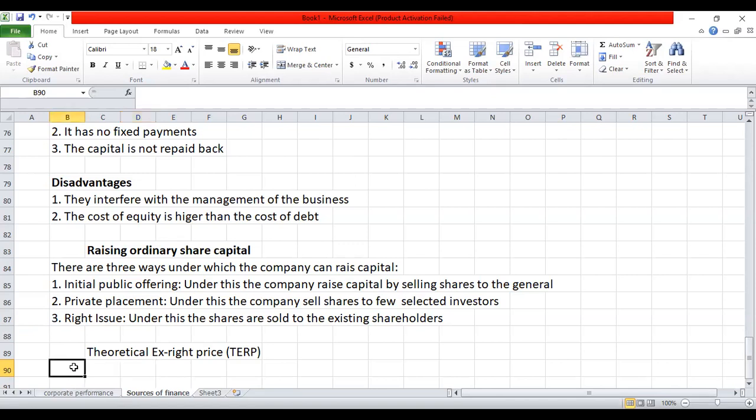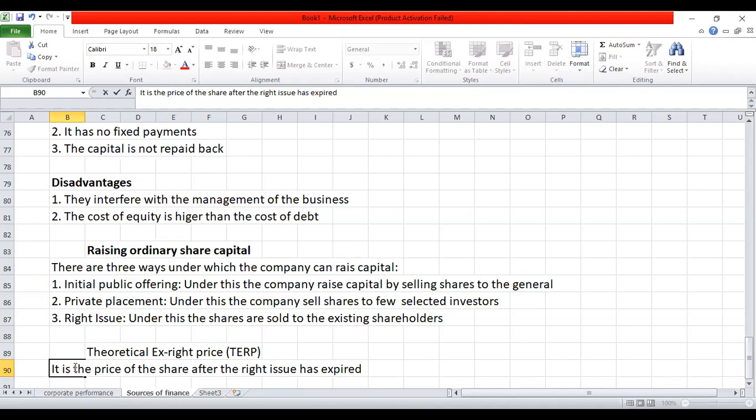So it is the price of the share after the right issue has expired. That's what we call the theoretical ex-right price: the price of the share after the right issue has been issued.